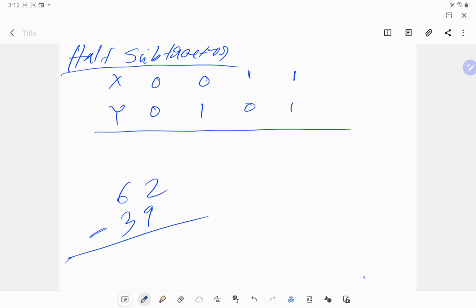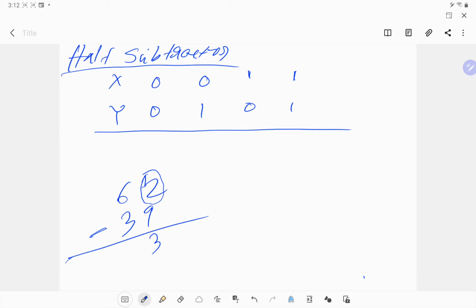So now we consider that there is a borrow. There is a borrow here because 2 is a smaller number than 9. So if we have a borrow, then we add 1 to this 2, and it will be 12. Now the difference between 9 and 12 is 3.